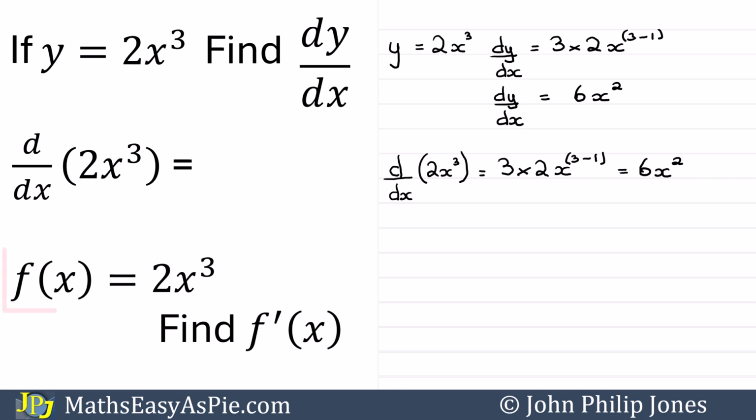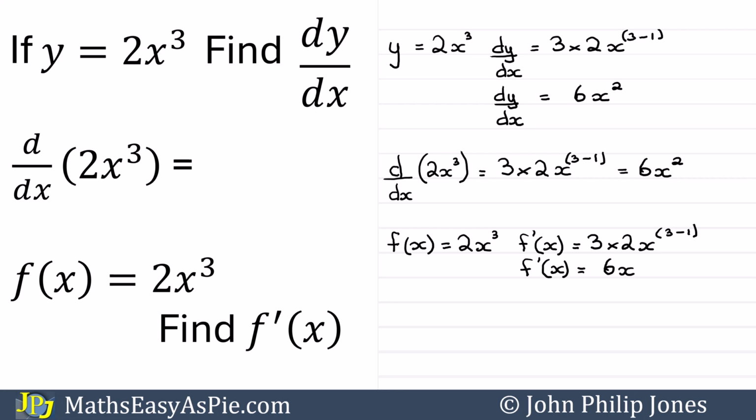Here we're saying if f of x equals 2x to the 3, find f prime of x. So we have f of x equaling 2x to the 3. So f prime of x, we bring down the 3 to multiply the 2, and from the power of 3 we subtract 1. We can go on to say that f prime of x is therefore equal to 6x to the power 2.